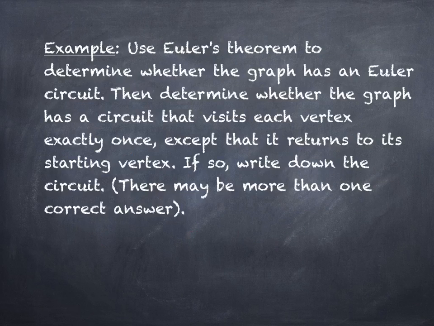Okay. We're going to use Euler's theorem in another example. This one's weird because the directions are so long it's not on the same page as the problem. But use Euler's theorem to determine whether the graph has an Euler circuit, just like the question we just had, right? Then we've got an extra sort of condition.